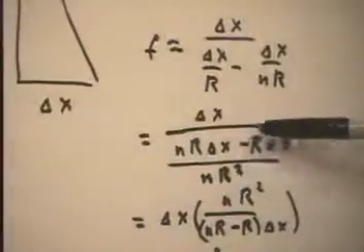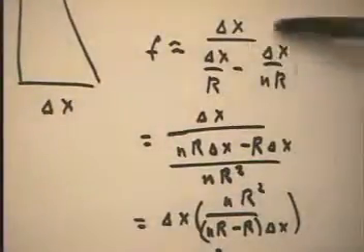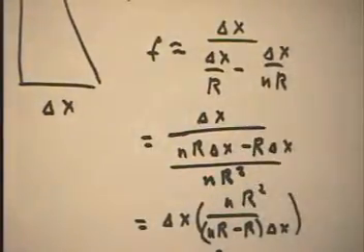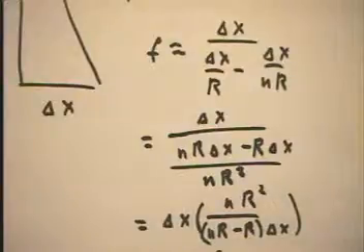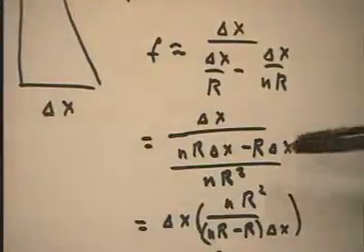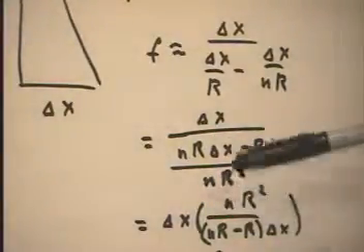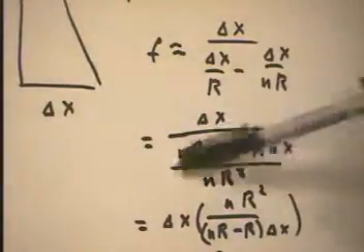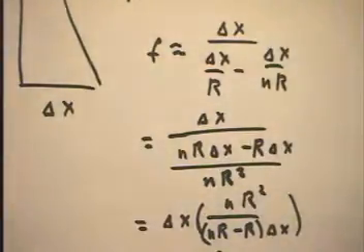I've been a little more explicit here. I've put the denominator here over a common denominator. And for some reason I used nr squared here, which is not necessary. I could have used nr for the common denominator. But it doesn't hurt to use nr squared. It's just not quite as neat.